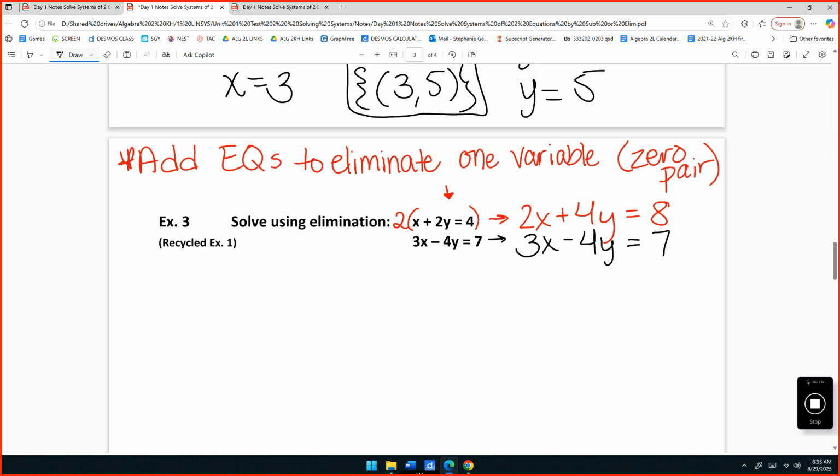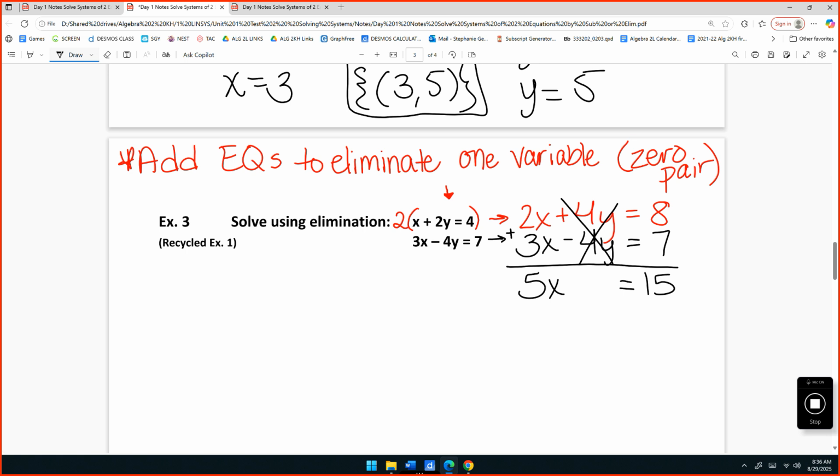Because now what I'm going to do is I'm going to add these together. So I draw like an elementary school addition problem, right? Where you put the plus sign and the big long equal sign over there. Okay, so now I'm going to add these together. So 2x and 3x makes 5x. Positive 4y and negative 4y, that's my zero pair. So y is completely eliminated. Equals 8 and 7 is 15.